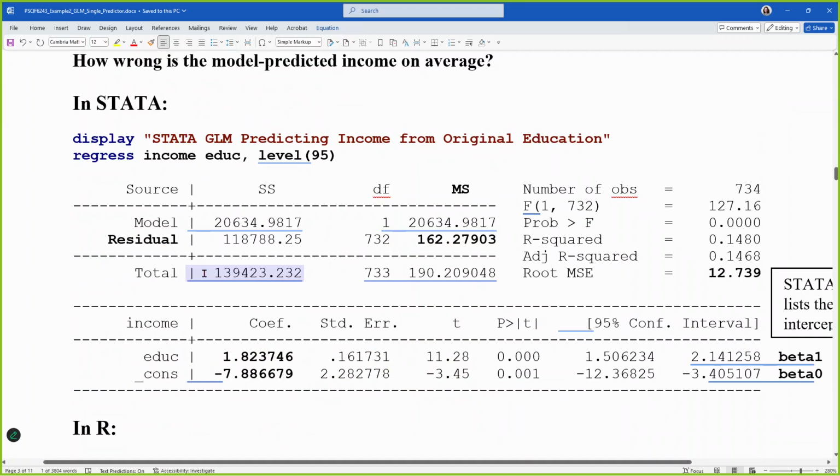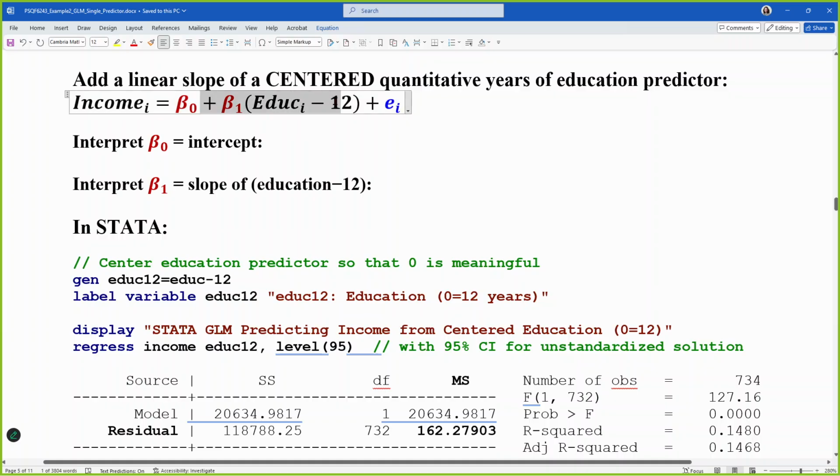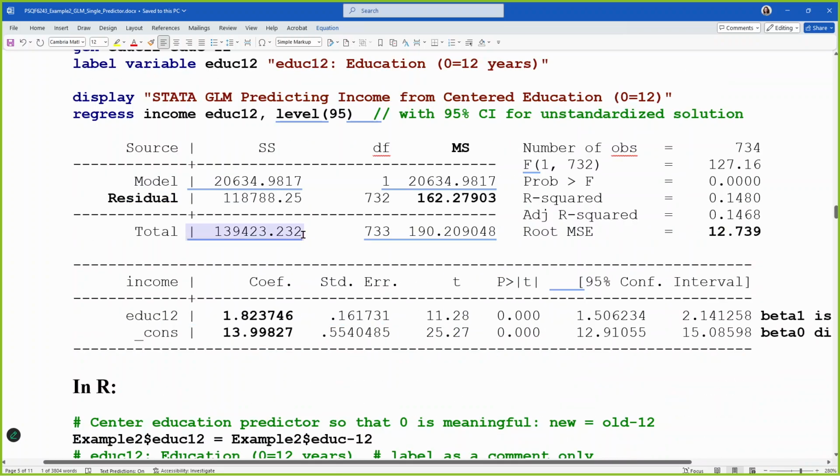Then we added a centered predictor of education. So this is the new part. If we think about what happened by adding that new beta 1 slope, my E variance, my unknown reasons variance, went from 190 down to 162. So the only thing that could have caused that to happen is that new slope. That's what made the two models different.